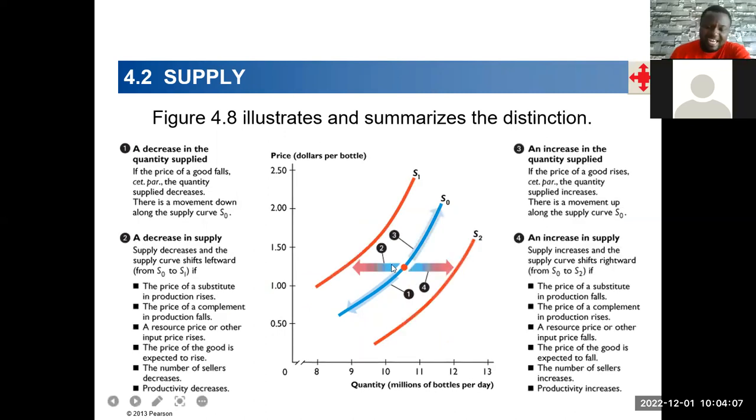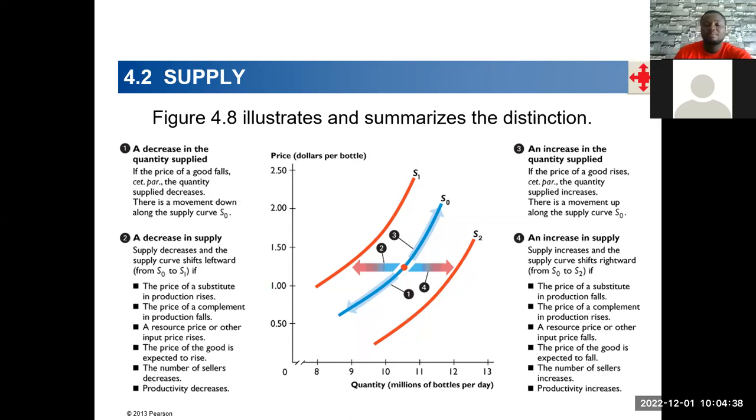And then let's look at a decrease in supply. Here, there's no change in price. Price hasn't changed, but then they want to offer less for sale. And these are some of the possible causes. The price of a substitute in production rises. There's an increase in the input prices. Okay, the price of a good is expected to rise. So we expect that in the near future, price will go up. So we reduce the quantity we sell now. So this is what we call a decrease in supply.